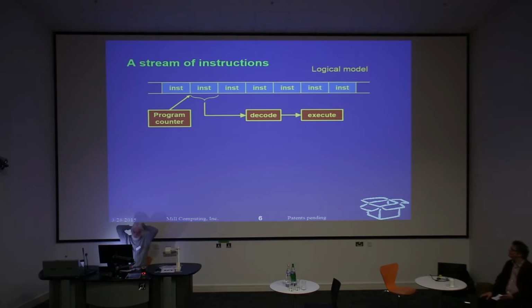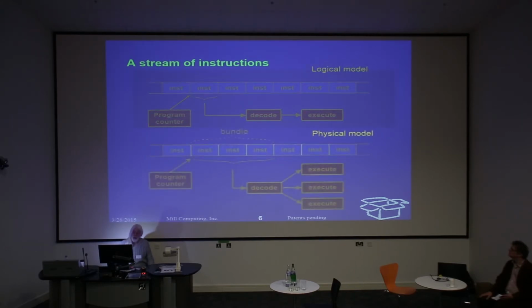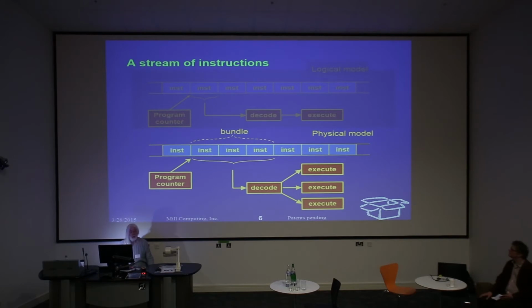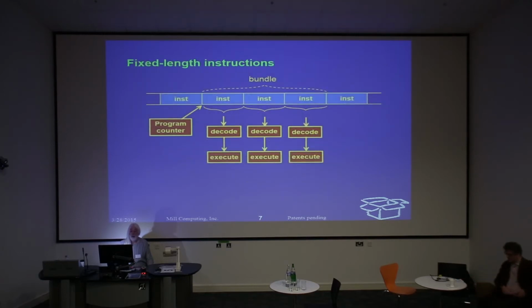To give you an illustration of how things are different, as seen by the compiler, your normal semantic model which your program addresses has a stream of instructions, individual instructions. That is a physical model. In reality, a modern machine has to do multiple issue and execute multiple instructions simultaneously, so the actual model involves bundling instructions into multiple execute units.